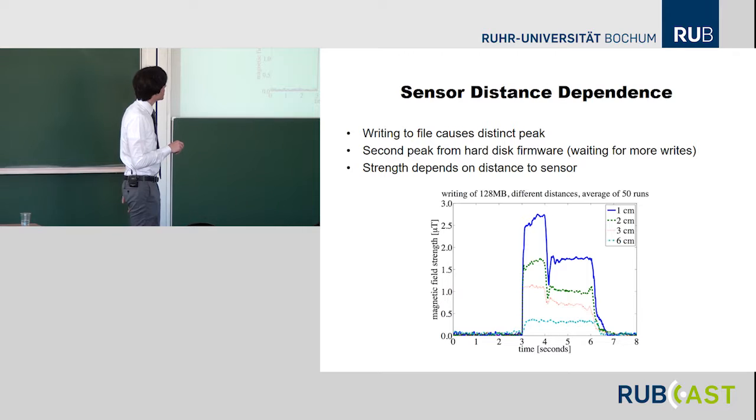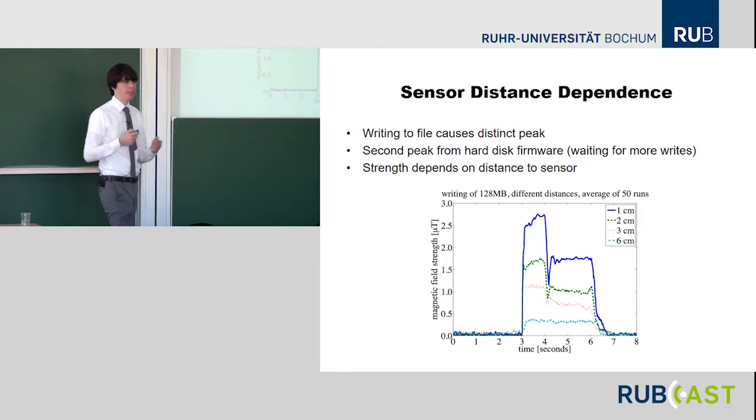In this case, this is normalized to the noise. You can see that at a distance of about three to four centimeters, we're still able to detect some operation of the hard drive. The limit was around six or seven centimeters eventually, but after that, everything is buried in the noise. So the distance is very limited.